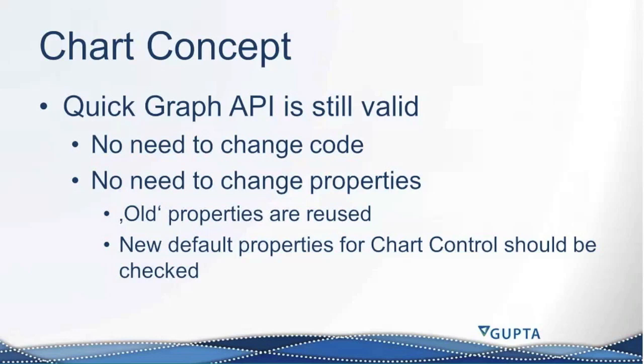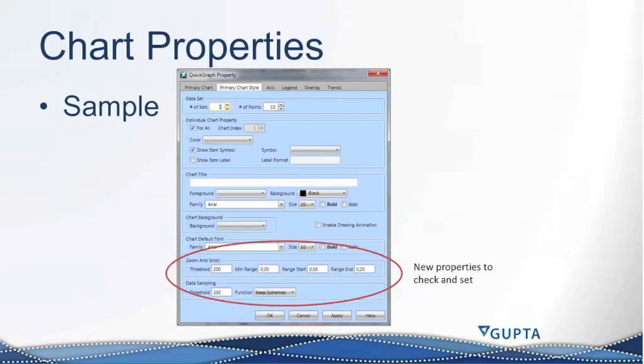So then you have to look into this property dialog to switch it off. So this is a sample, and you can see I marked an area, zoom and scroll. At this point, after 200 points, so if you have 201 points, then the charting controls start to zoom. That means we have 5% of the range. We start at the beginning with the zoom bar and the 20% of the end range.